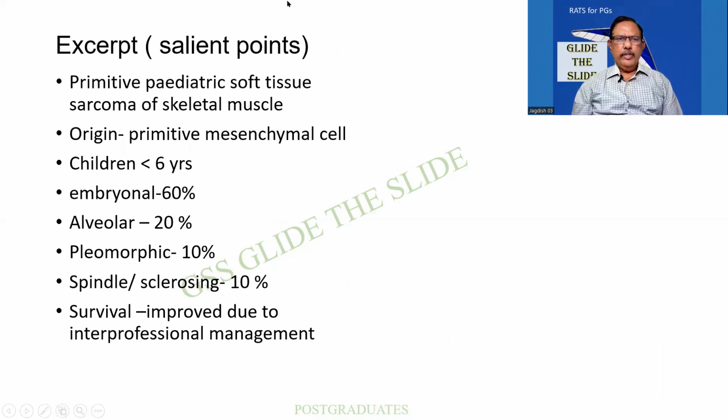Now, what are the salient points of it? It is a primitive pediatric soft tissue sarcoma from the skeletal muscle. Primitive mesenchymal cell is the cell of origin. Occurs in young children less than 6 years, maybe as low as 4 years. Of the RMS, embryonal is 60%, alveolar 20%, pleomorphic is 10%, sclerosing another 10%. Survival improved due to interprofessional management between the surgeon, the oncologist, the pathologist, and others.